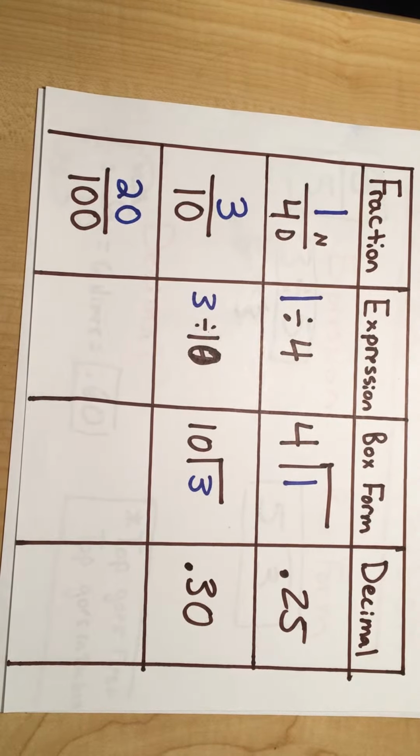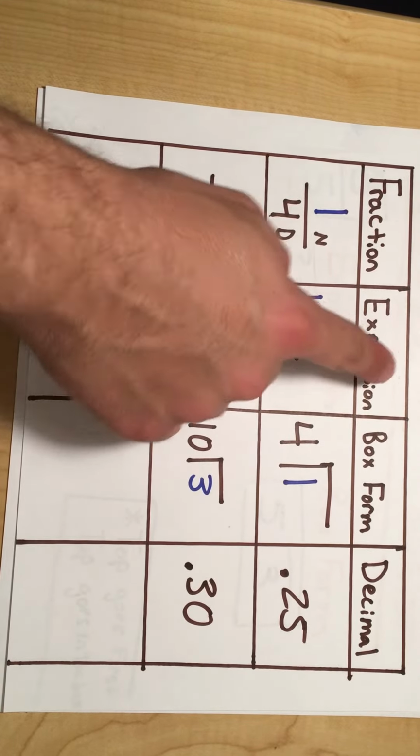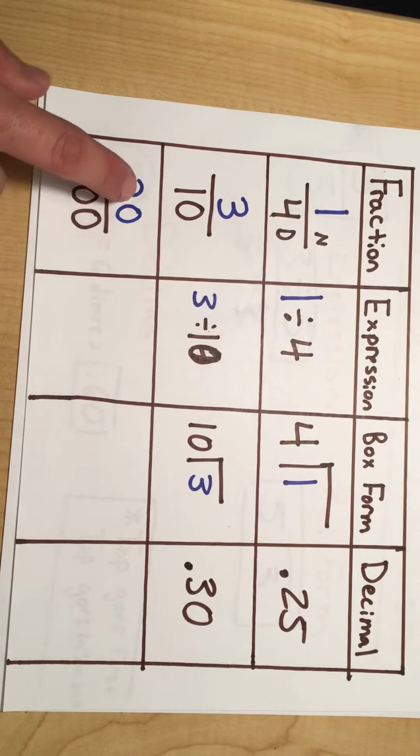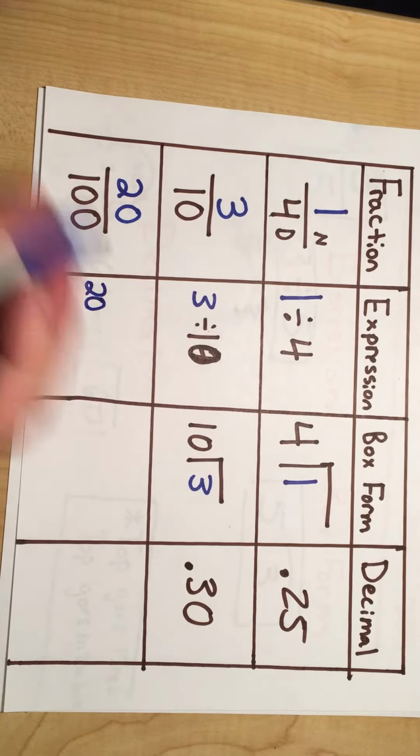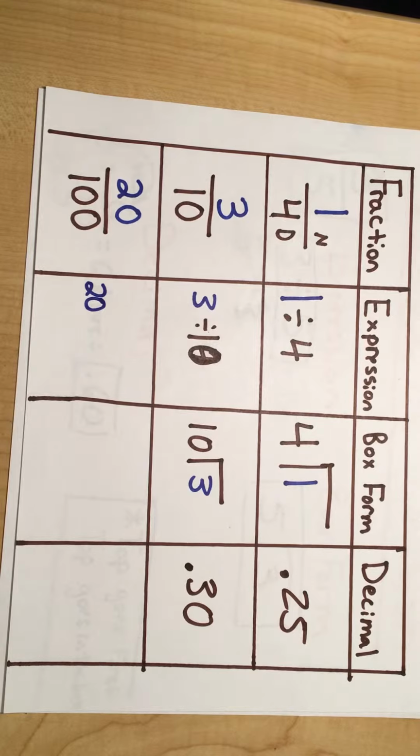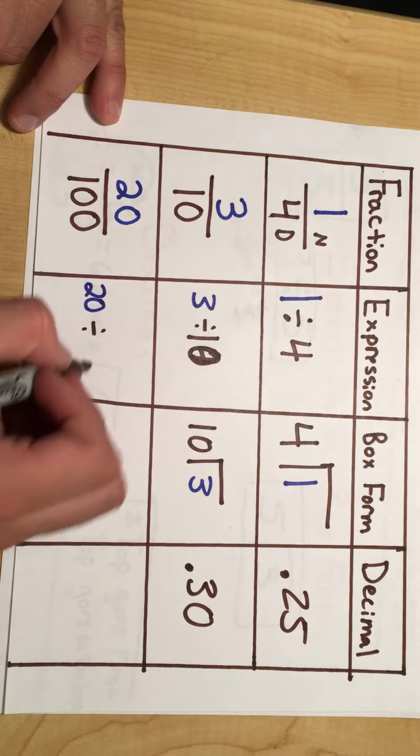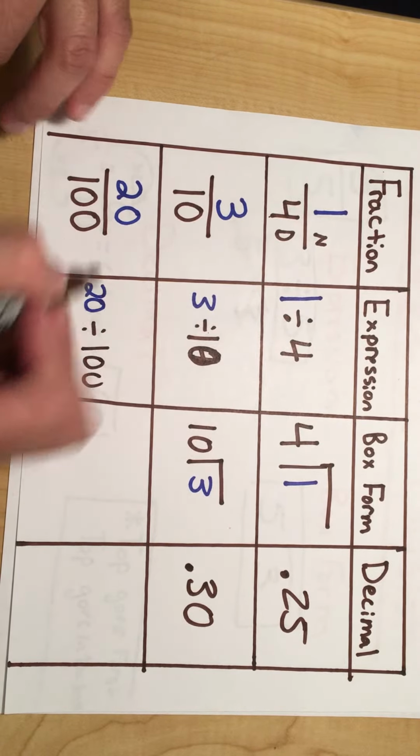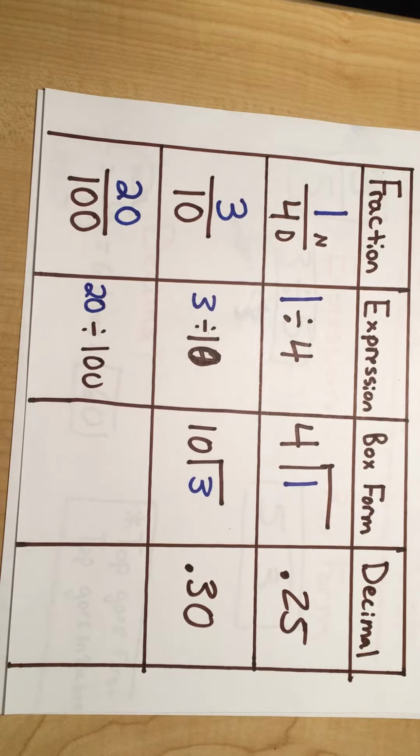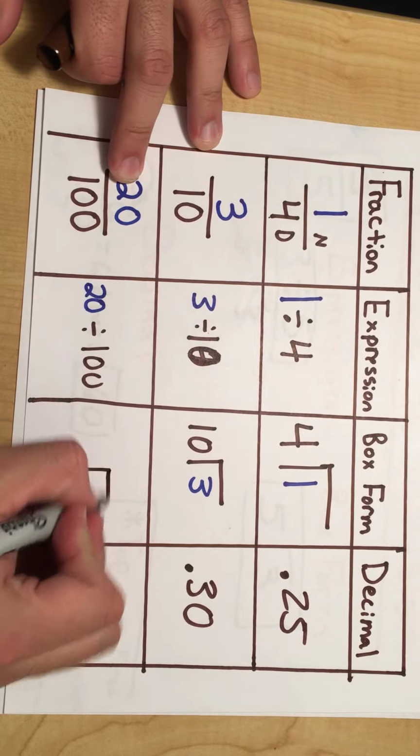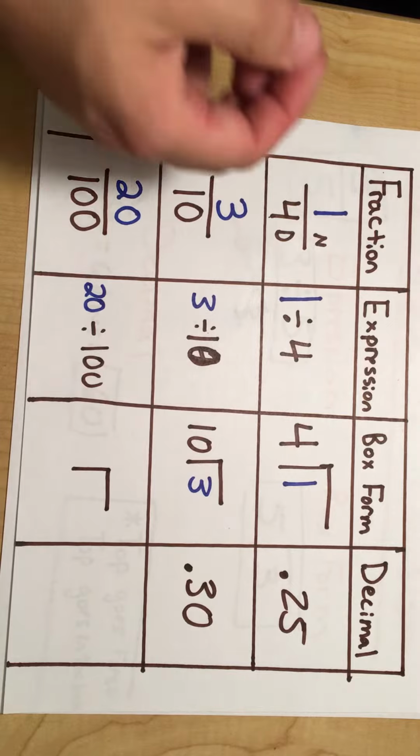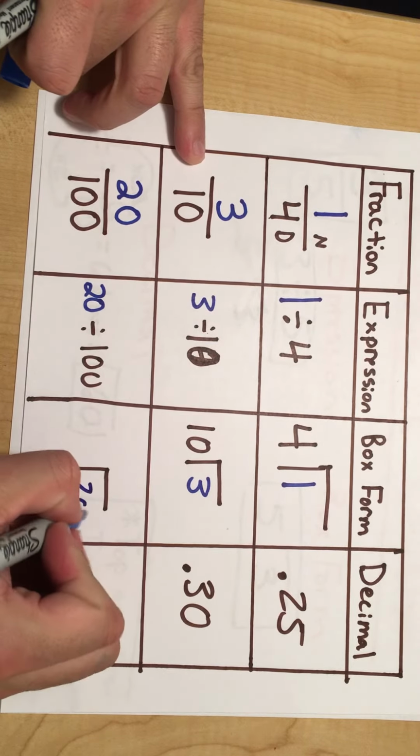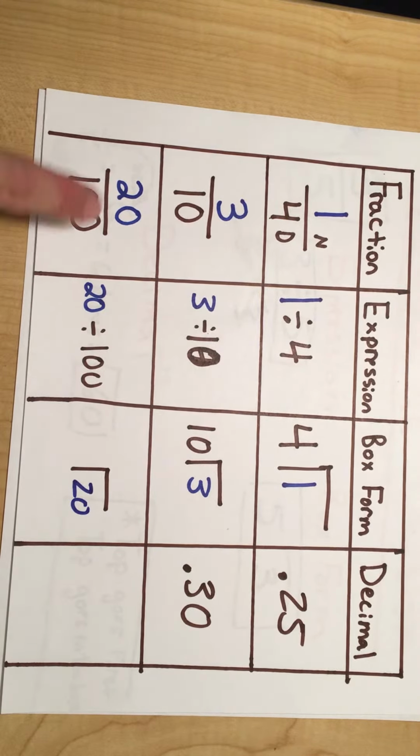Now the last one, we have 20 over 100. Let's represent this in expression form. Again, top number must come first. So it'd be 20 divided by 100, right? 20 divided by 100, these mean the same thing. And that would be the same as 20 in the box, right? Top number goes in the box. 100 goes outside.